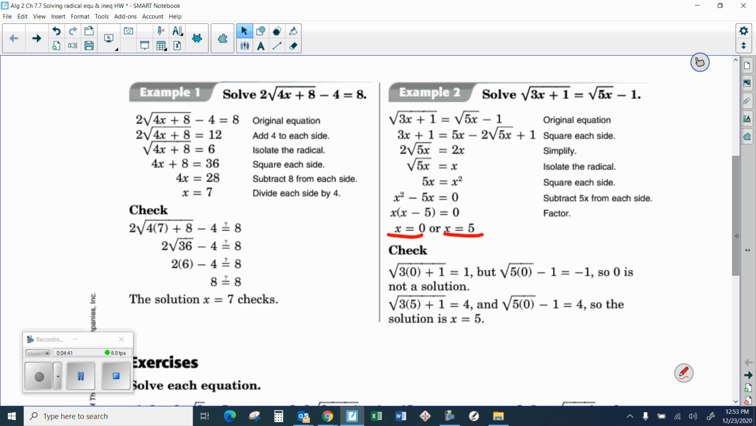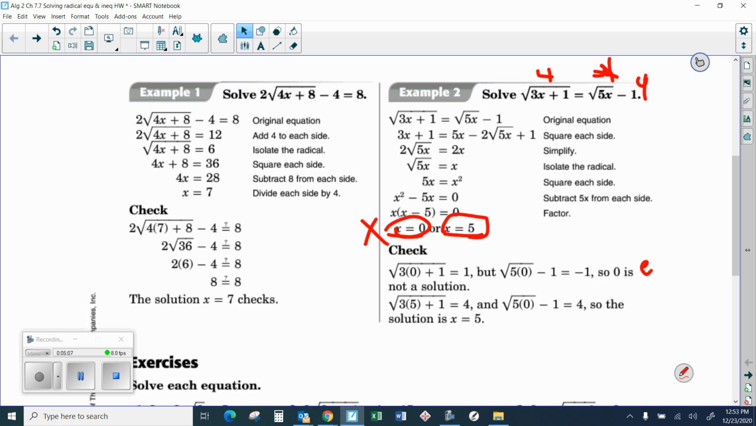3 times 0 is 0, plus 1 is 1, square root of 1 is 1. And 0 minus 1 is negative 1. Notice 0 does not work. Now check 5. That's 16. That's 4. That's 5 minus 1 is 4. Both of these give me 4. Okay, so this one does work. So x equals 0 is called an extraneous solution.